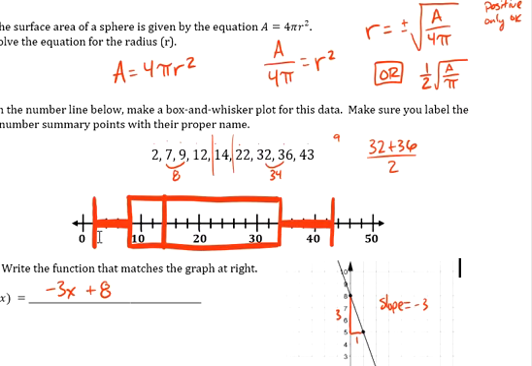So my minimum value is 2. The Q1 is the number 8. The median is at 14. Q3 is at 34, third quartile, and then the max value is at 43. By the way, on this scale, each of these lines is worth 2, so it's 1, 2, 3, 4, 5, 6, 7, 8, 9, 10. So that's why these things are where they're at.